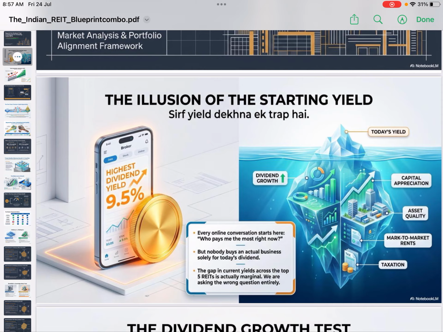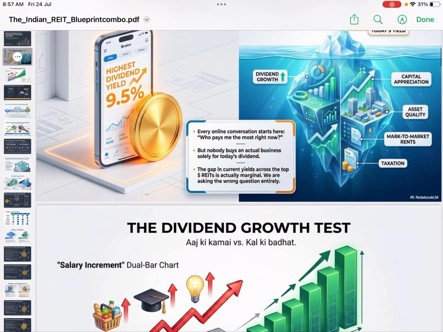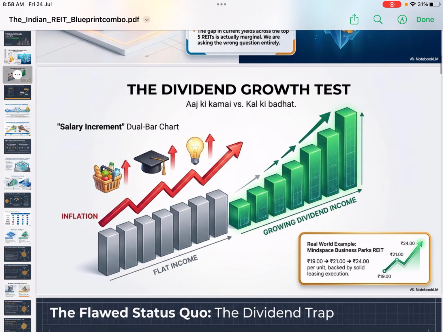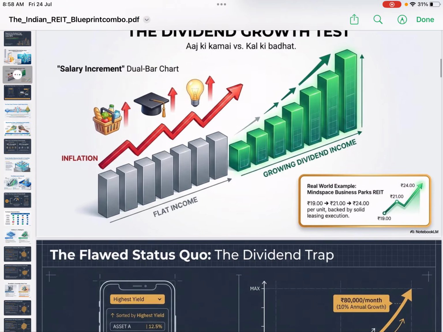The reason is that groceries, school fees and electricity bills are going up, right? If your investment income doesn't grow, inflation is quietly eating it away. So we look for REITs that grow their payouts over time, not just ones that look good on paper, but ones that are actually beating inflation and making money on our investments. Now there are two keys.